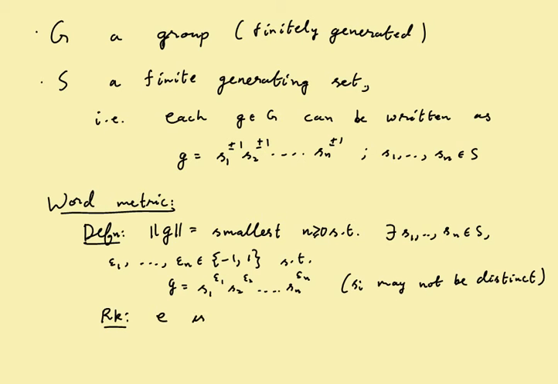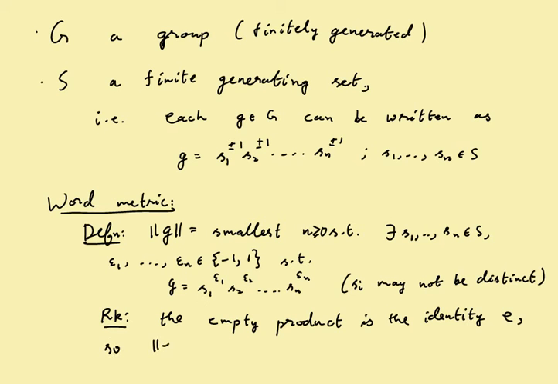So let me have just a convention, which is a standard one. The empty product is the identity. In the case of any associative product, we will want to make these conventions. Okay, so of course the norm of e is 0. Let's look at some properties of this norm function.